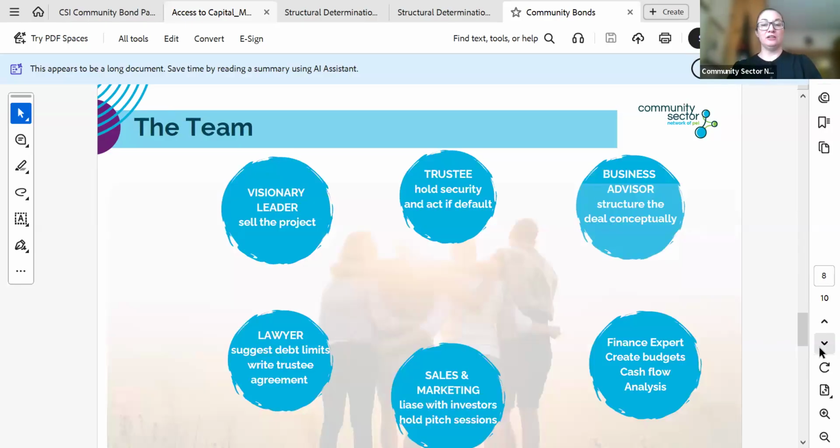And so then this just outlines the team of people that you want to put behind the bond. So you have the leader who's going to be really selling the project, and liaising with the sales and marketing team, which are going to be holding pitch sessions. And then a bunch of folks behind the scenes who are going to be dealing with the legal aspects, the structuring of the bond, creating the cash flow, and the analysis.